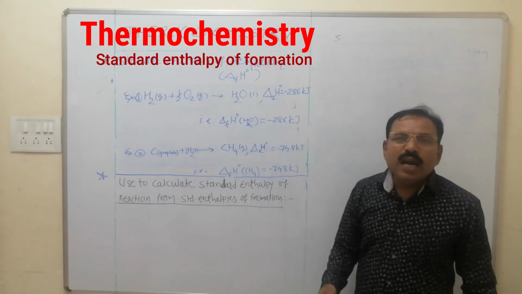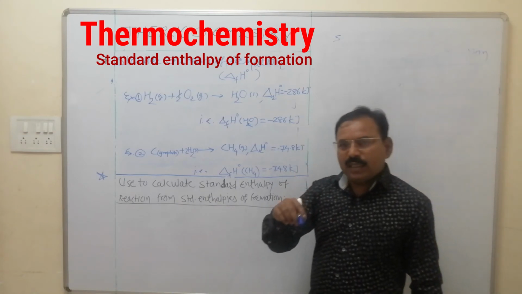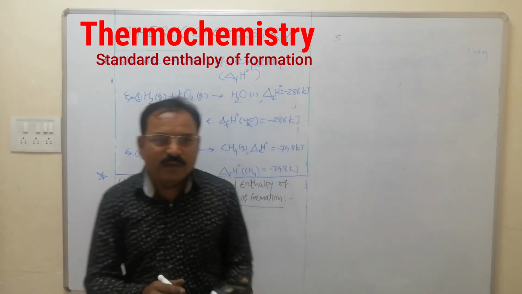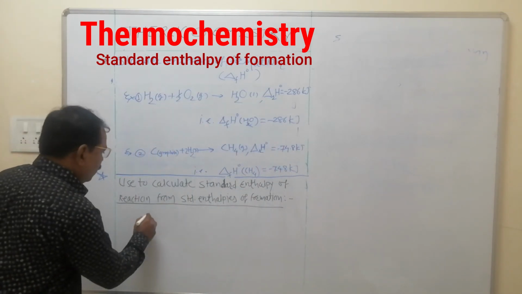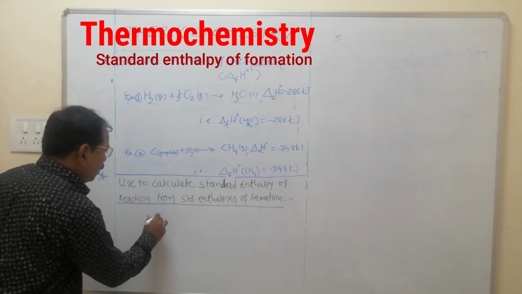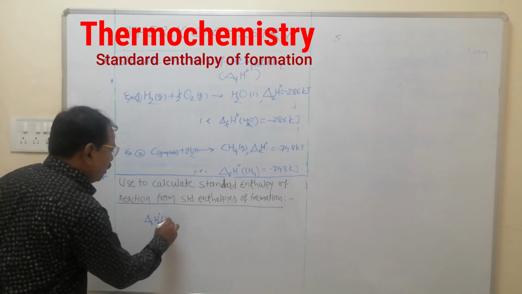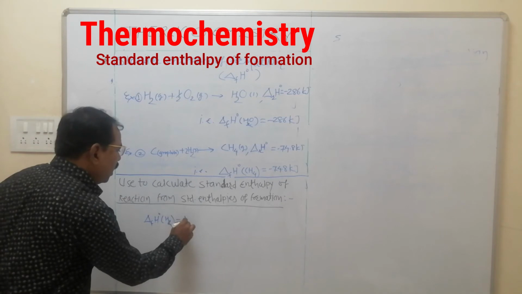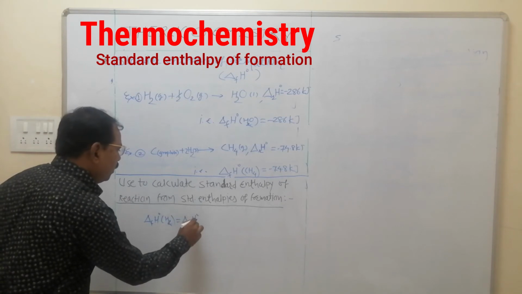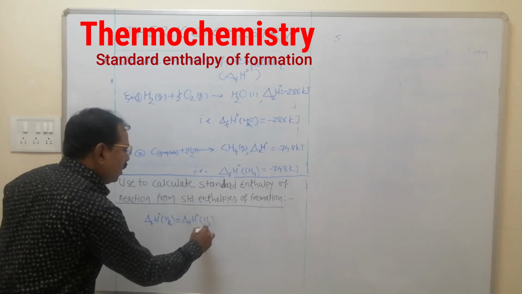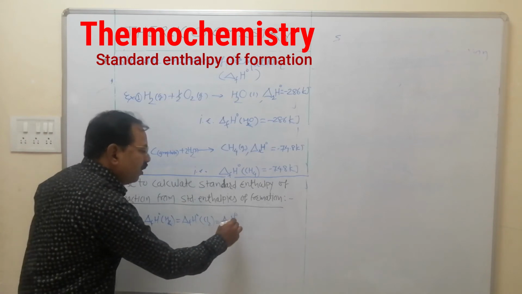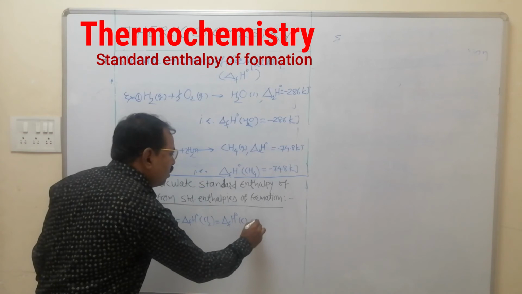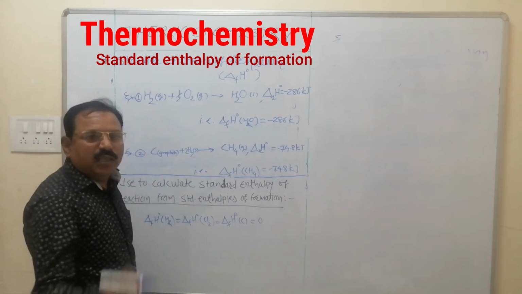It is based on two terms. First one is standard enthalpy of formation of elements itself is 0. Therefore, the standard enthalpy of formation of H2 is equal to standard enthalpy of formation of Cl2 is equal to standard enthalpy of formation of carbon is equal to 0. This is the first term.